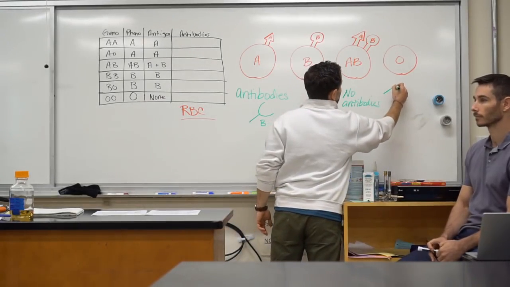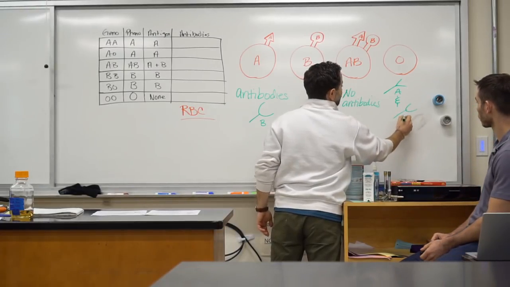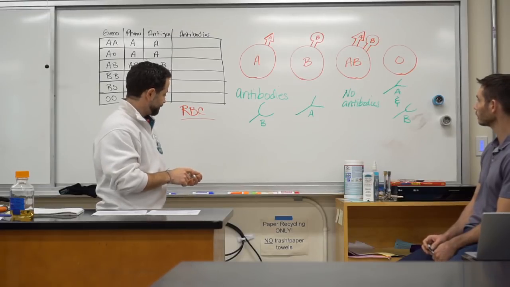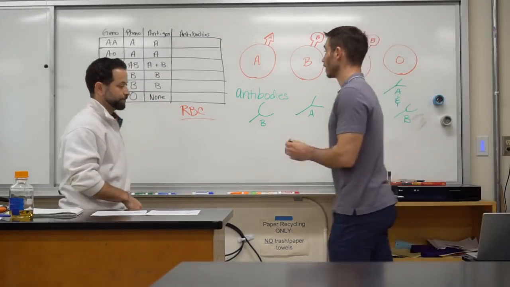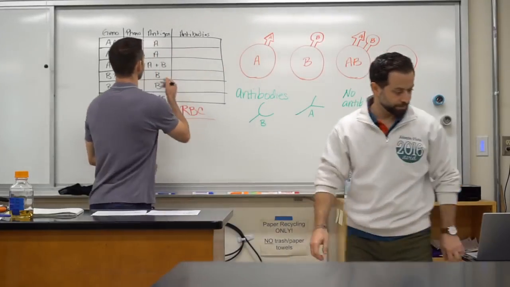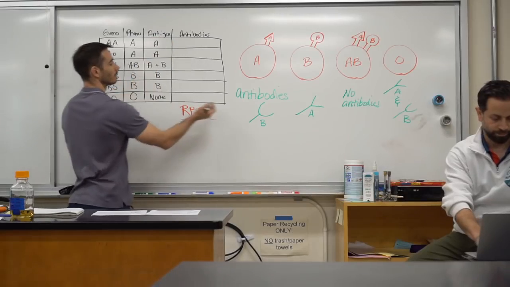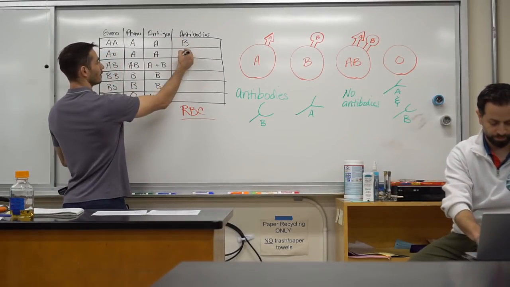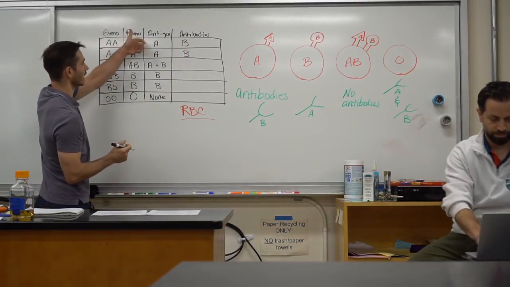A and B. It's got both. Cool. So let's fill in our table here so that we can keep moving on. So if your blood type is A, you will have the B antibodies. So for both genotypes, our blood type is A antigen, B antibody.